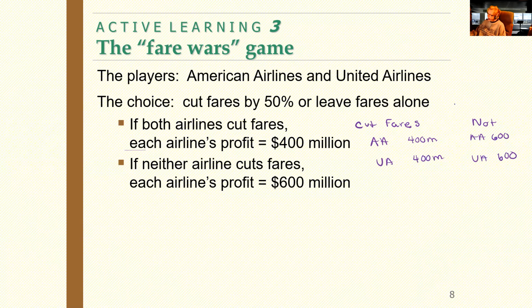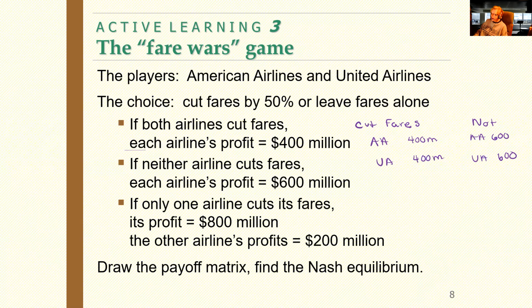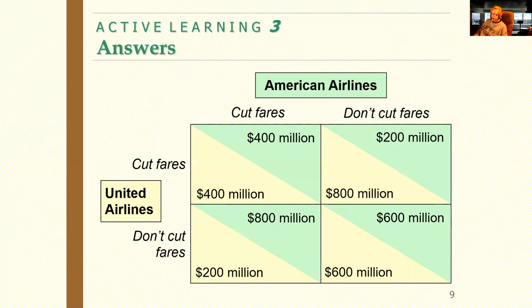And then we would put this information into our payoff matrix. If only one airline cuts its fares, its profit is 800. If the other airline cuts its fares, it's 200 million. So draw a payoff matrix, find the Nash equilibrium. Here is our payoff matrix. Again, start with what are the two decisions that they can make? Cut fares or don't cut fares. Those become your row headings and your column headings.